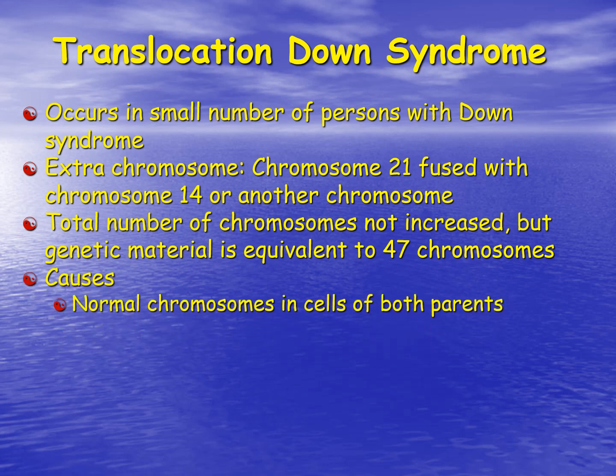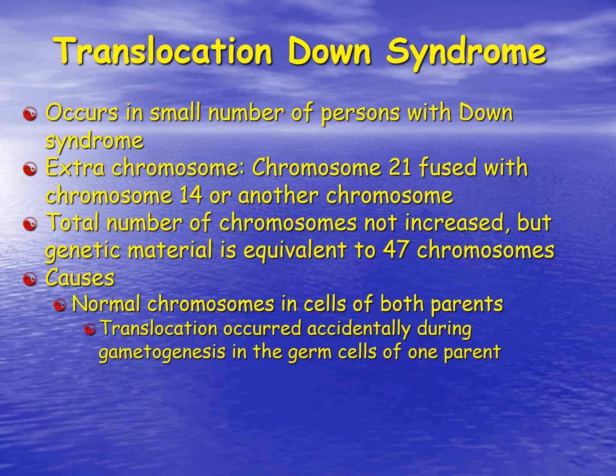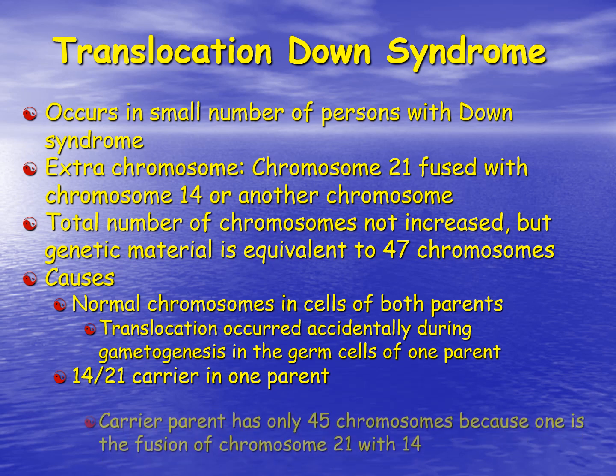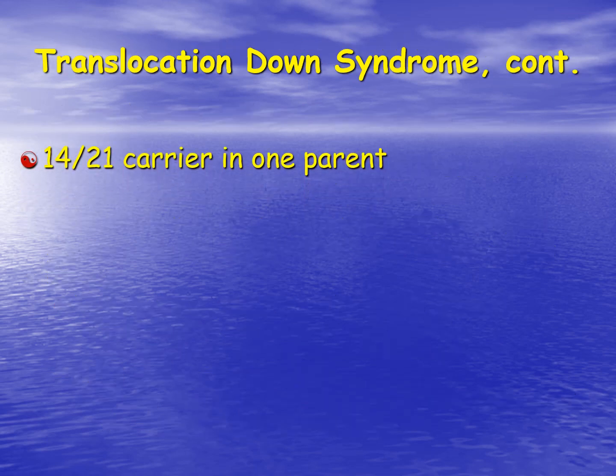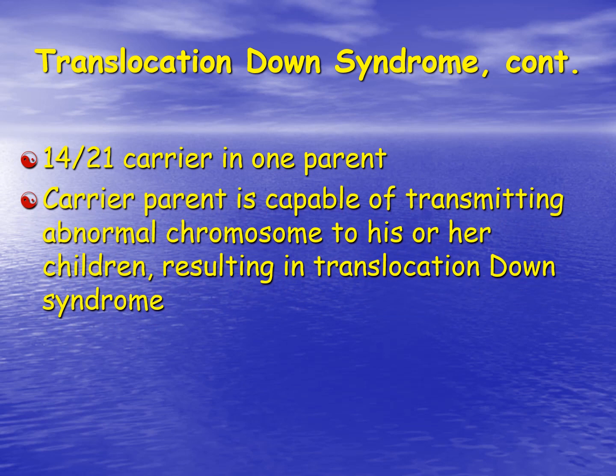Causes of this: oftentimes there are normal chromosomes in the cells of both parents, and the translocation occurred accidentally during gametogenesis in one of the parents. And so we wind up with something known as a 14;21 carrier in one parent. The carrier parent then only has 45 chromosomes because one of their normal 21s fused with 14. So if we have a 14;21 carrier in one parent, the carrier parent is capable of transmitting that abnormal chromosome to his or her children, resulting in this translocation Down syndrome.